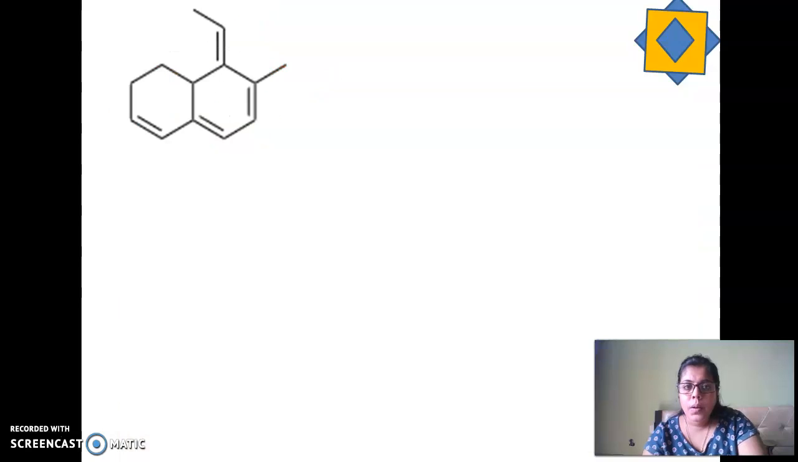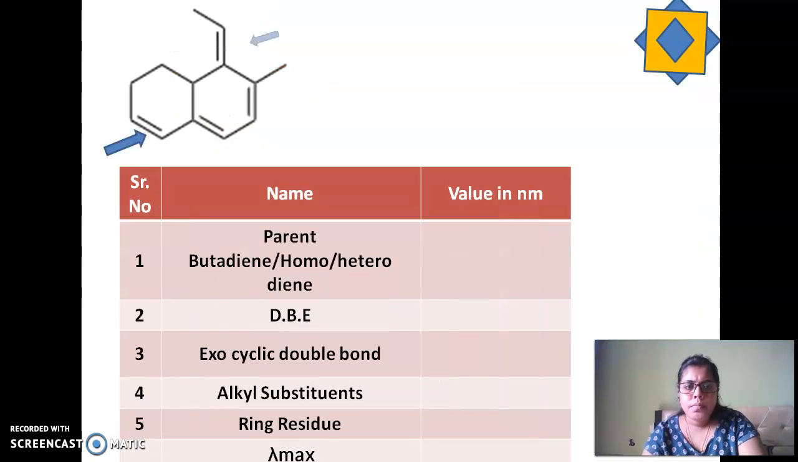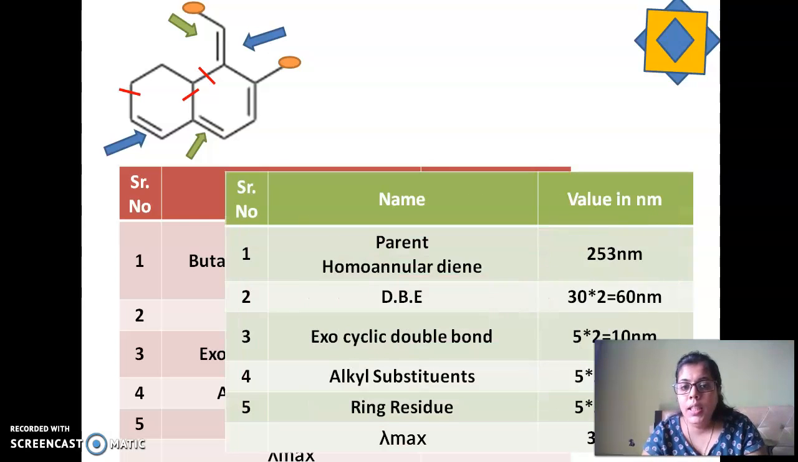nanometer. Okay. One more. So I have 2 DBEs because the parent is homoannular diene, correct, for the B ring. This is exo as well, and this is also an exo, so plus 10. I hope now you are pro for doing these sums. This is ring residue, this is one more ring residue, one more, and one alkyl substituent to the parent, correct? So I have 2 alkyl substituents to the parent. You forgot that. So we have 2 alkyl substituents plus 10, 3 ring residues plus 15, 2 DBEs plus 60, and 2 exos which is plus 10. Okay.